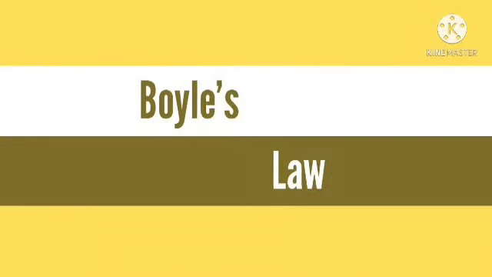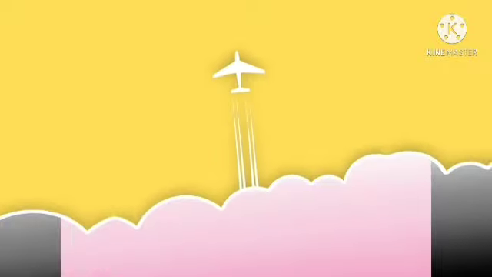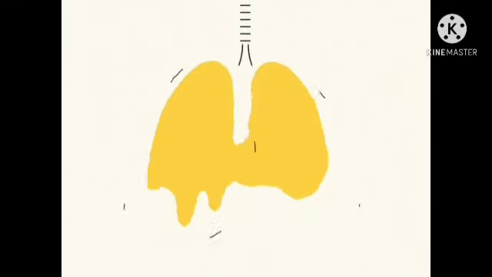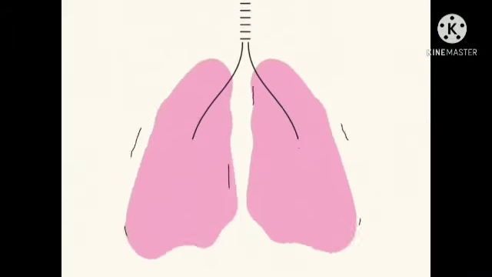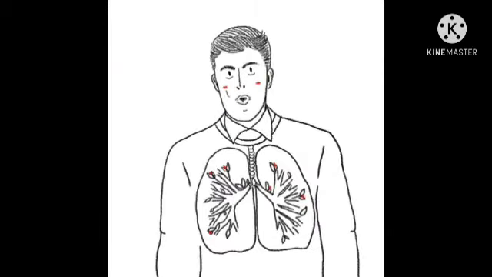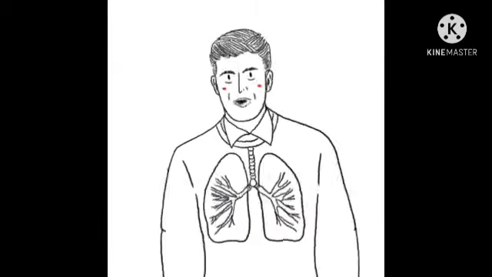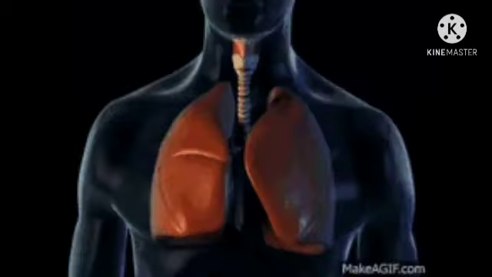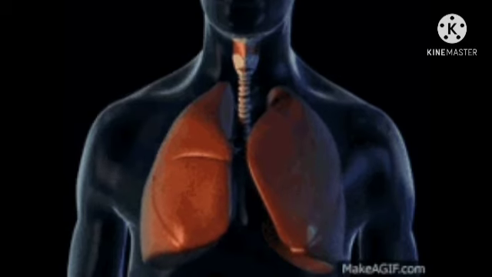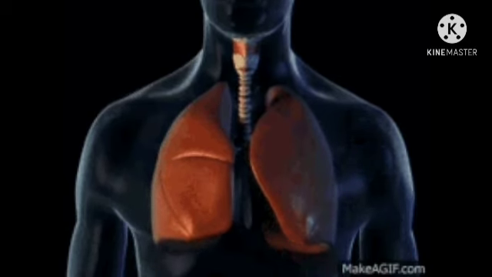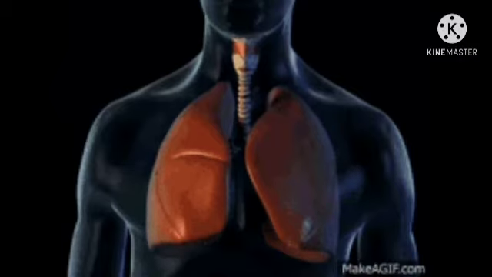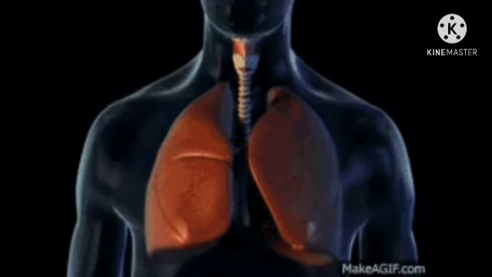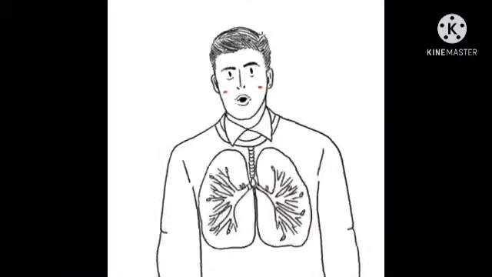Alright, let's talk about Boyle's law. One real life example of Boyle's law is how the human lungs work. The lungs are an important organ of the body. They play a vital role in the respiratory system. As the lungs expand, there is a momentary reduction in the pressure. Thus, the pressure inside the body is lower than the outside.